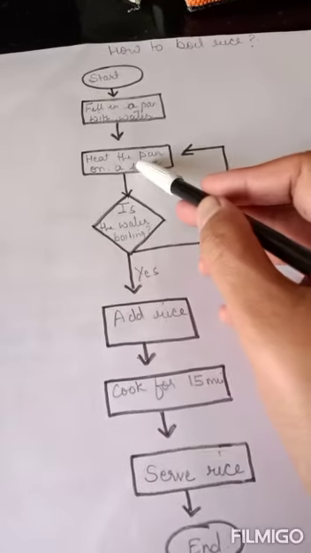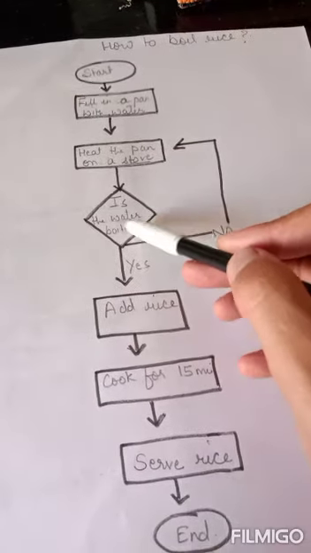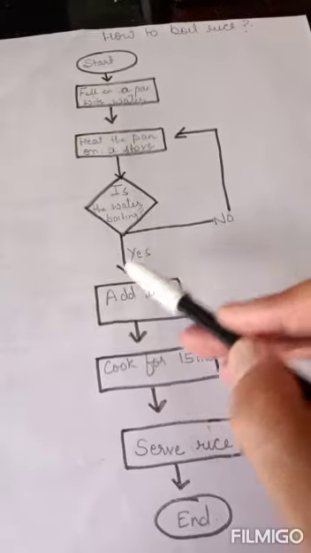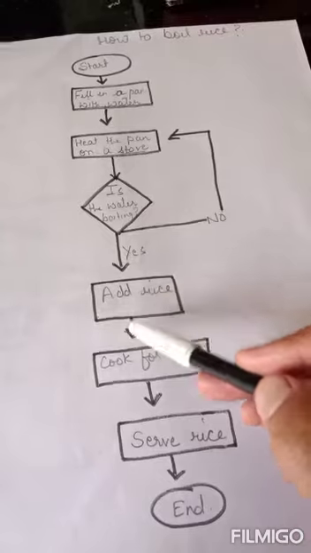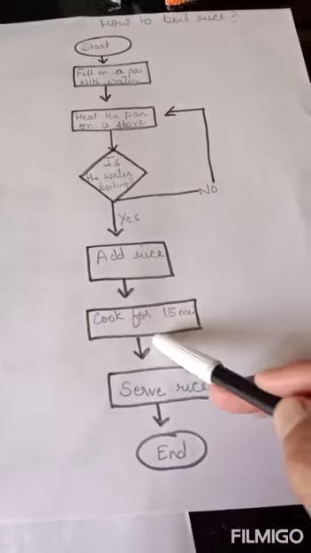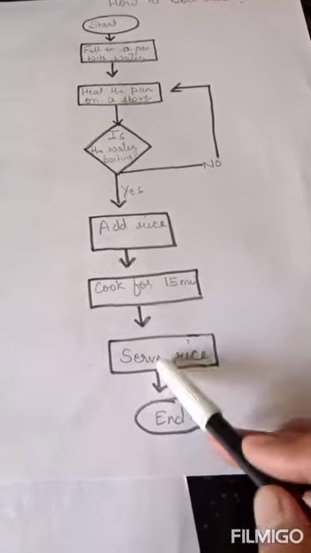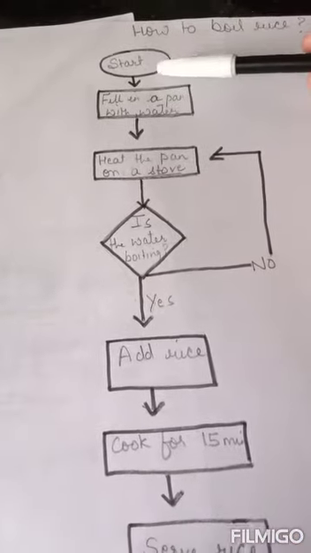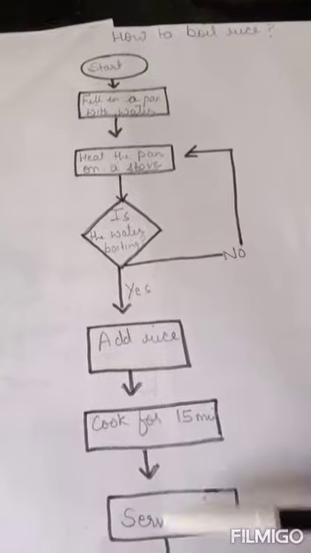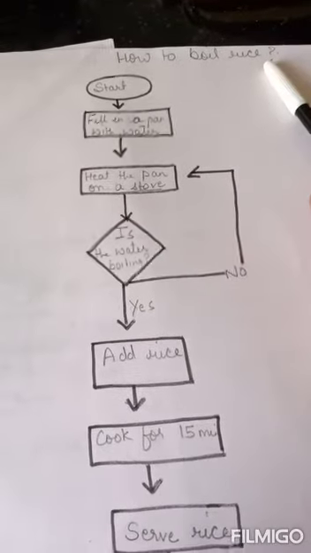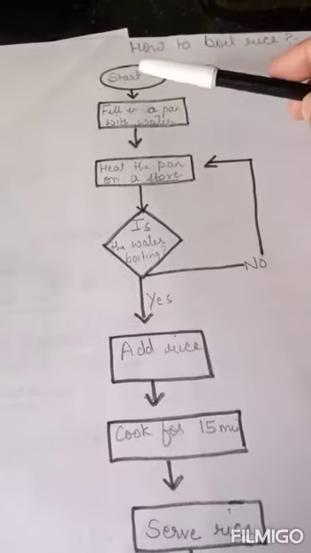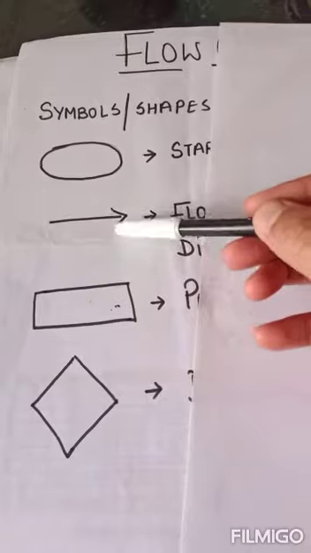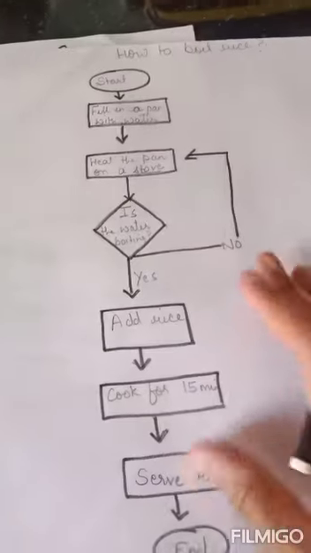Then again, the person will follow the same process, and now of course the water will be boiling, I'm sure. Add rice. Then next is cook for 15 minutes. Next step is serve rice, and that's the end. All right, so this is a flow chart which tells us how to boil rice. All right, see, all the symbols which I had spoken about, these are the symbols I've used here.